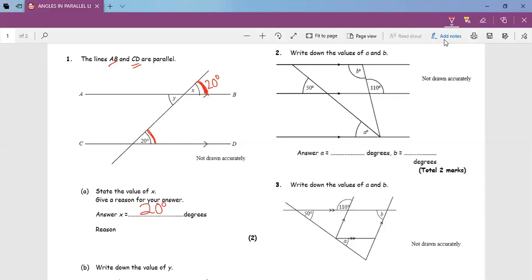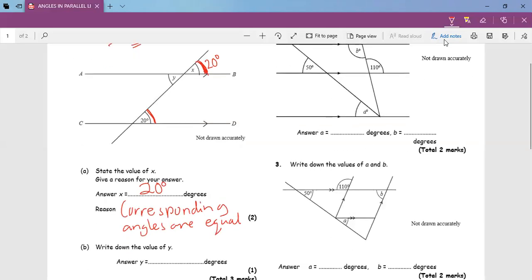And if you give the reason being corresponding angles are equal. So, because this is 20, even the other one will be 20.